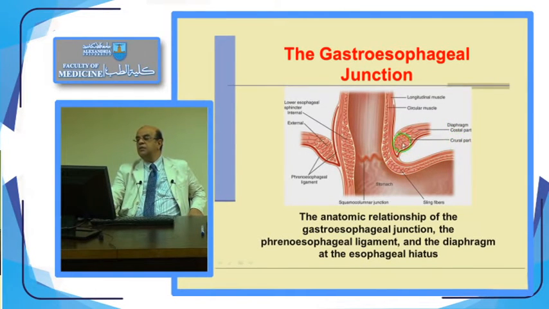This is the crural part, the left crus, this is the right crus, and this is the phrenoesophageal membrane. The phrenoesophageal ligament, or the phrenoesophageal membrane, is an extension of the fascia of the abdomen, the posterior fascia of the abdomen, onto the esophagus to anchor it to the diaphragm.